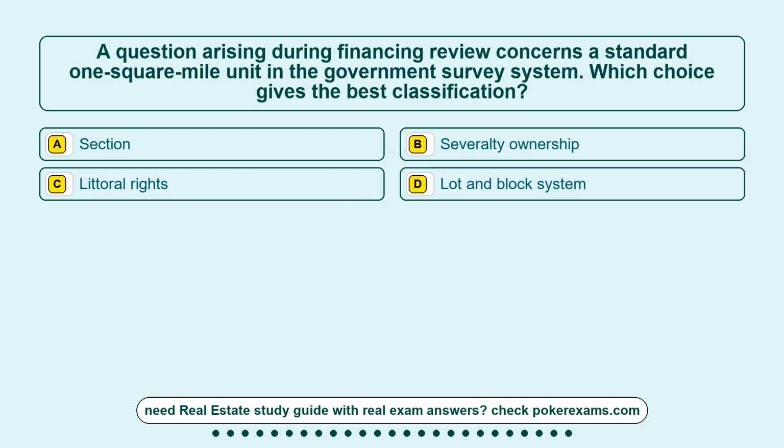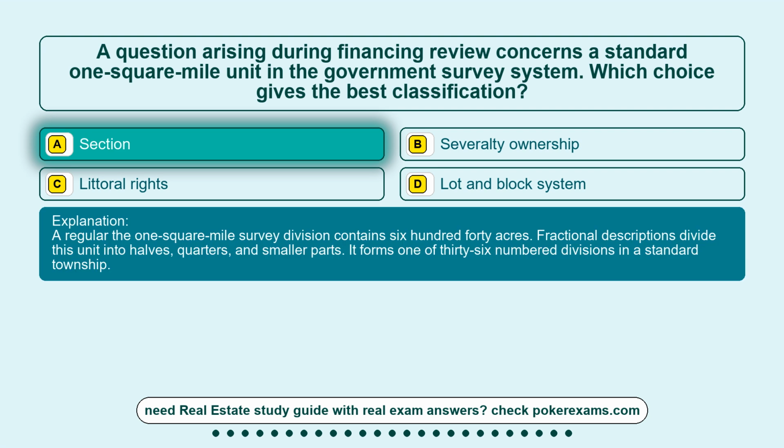Question 2. A question arising during financing review concerns a standard 1-square-mile unit in the government survey system. Which choice gives the best classification? Option A, section. Option B, severalty ownership. Option C, littoral rights. Option D, lot and block system. The correct answer is option A, section.